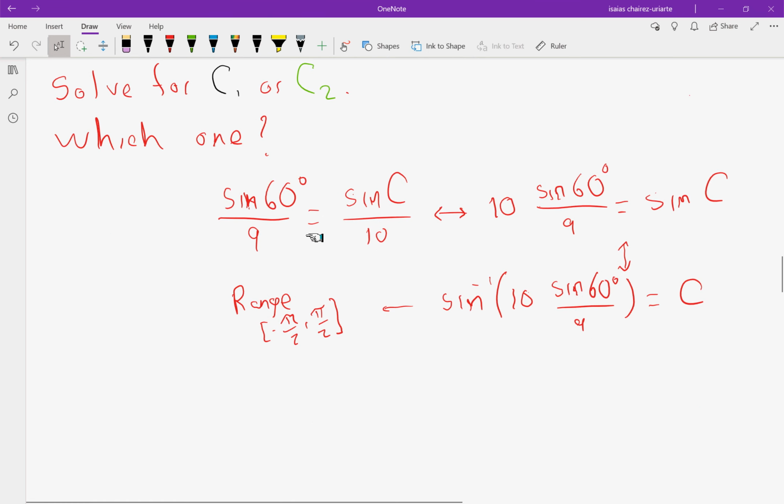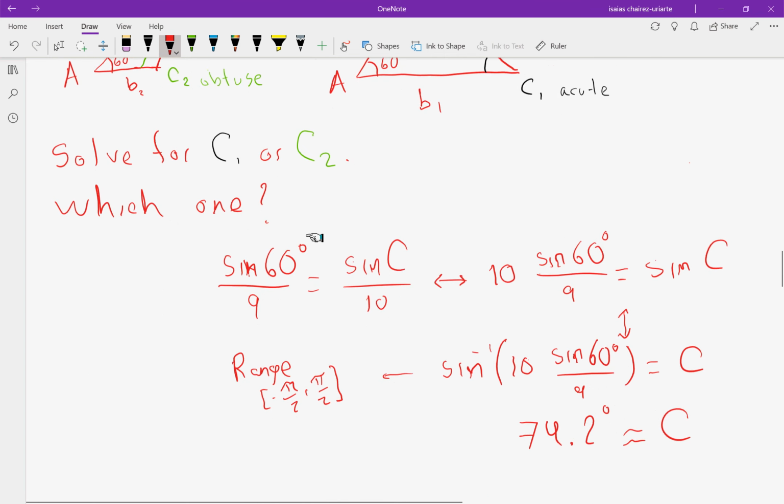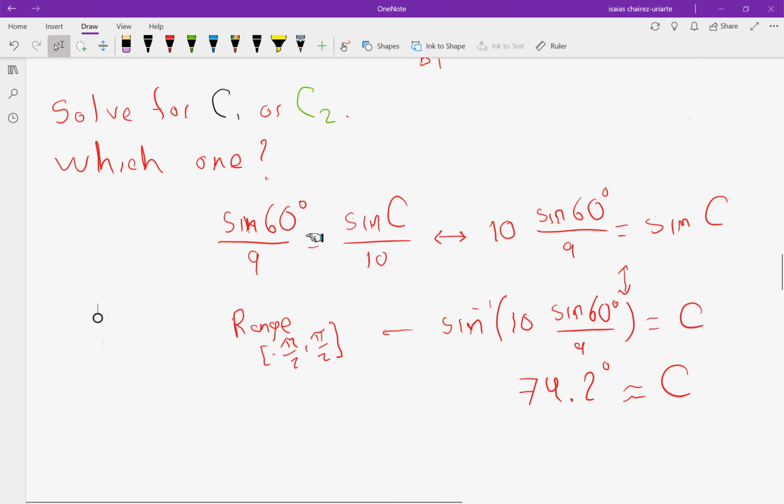Well, let's see. I don't know. I'm going to use my calculator here. I've got to be careful and make sure that it's definitely in degree mode. Let me enter this into my calculator and see what I get for C. Okay, there we go. I get 74.2 degrees. It's approximately equal to C. So what have I found? I guess what I have found is C1.